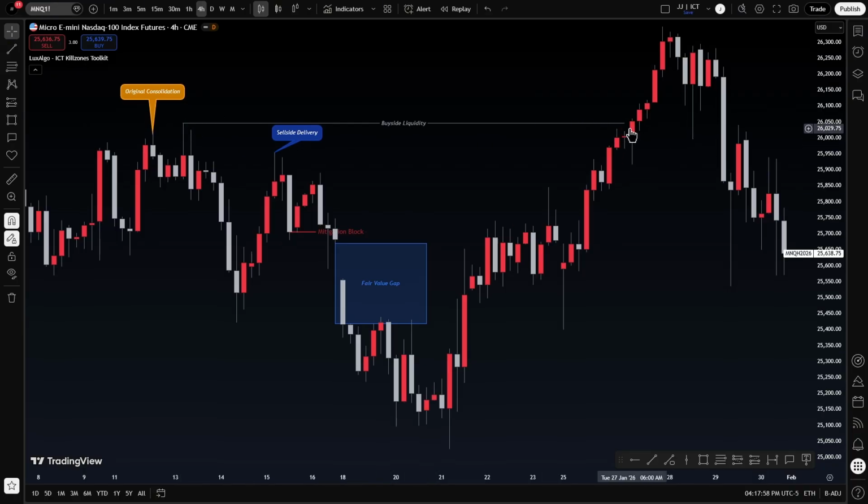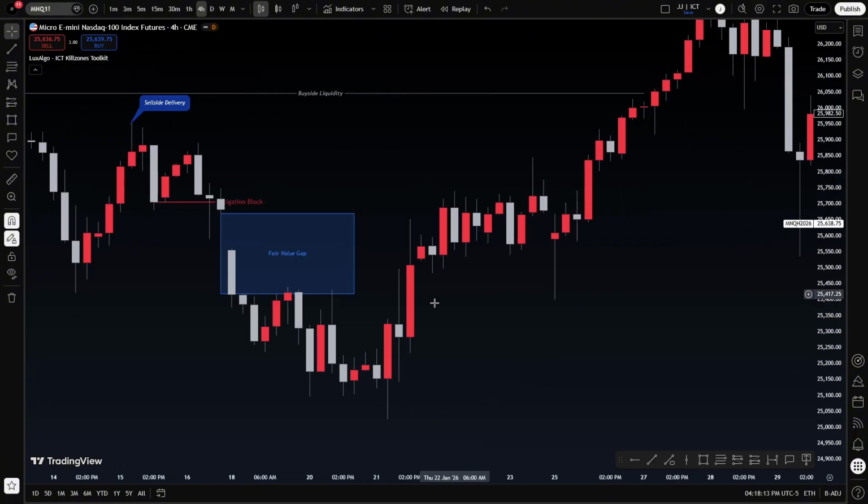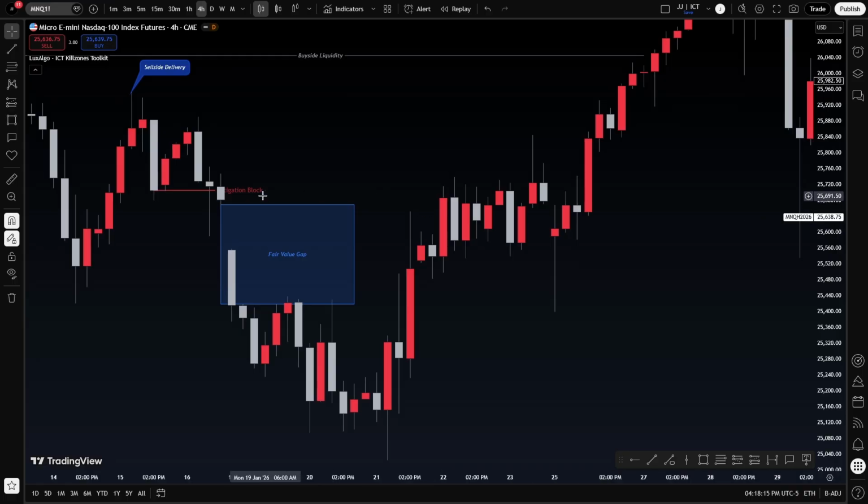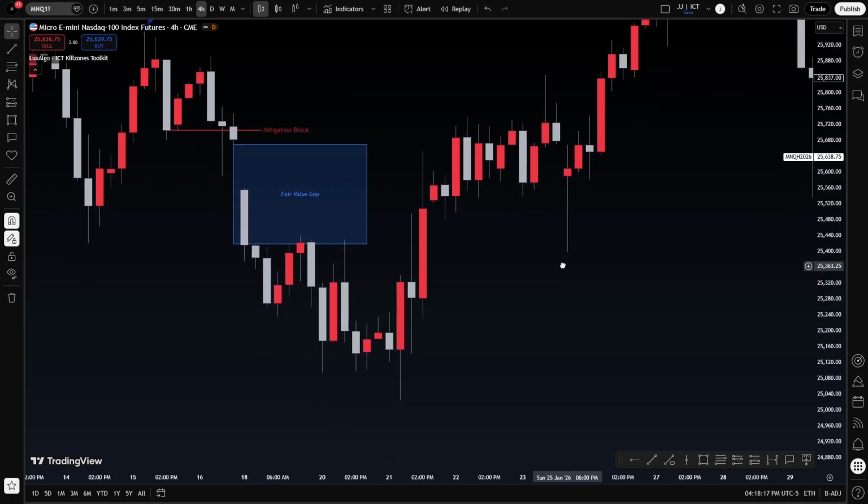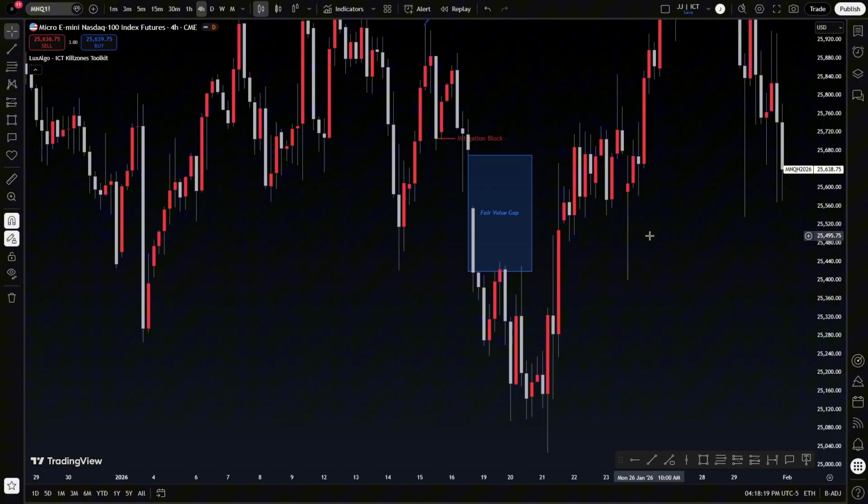Once it breaks above it, it should not necessarily stop, but you probably won't see any more opportunities to take a trade any longer. Once it hits that original consolidation, you might just want to give it a minute to retrace or do whatever it needs to. But going back into the actual market maker buy model, because I went a little bit off topic, let's jump into the buy side delivery.